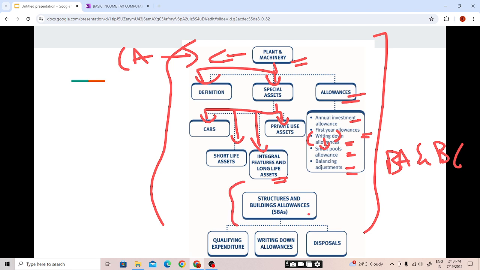And we will be covering the structure and building allowances which will be available for buildings, as buildings will not qualify for capital allowances. The capital allowance will not be applicable on buildings, but we will be calculating the structure and building allowances. We have a different topic. We will be seeing the qualifying expenditure, writing down allowance and disposal.